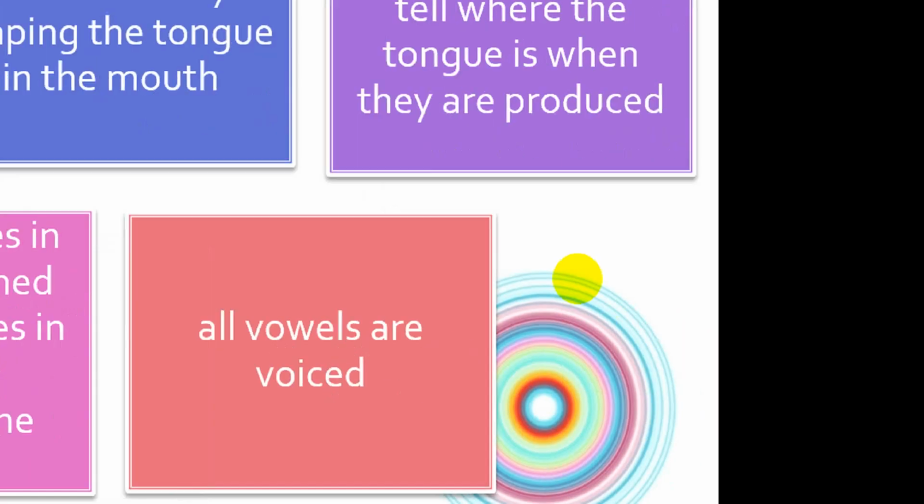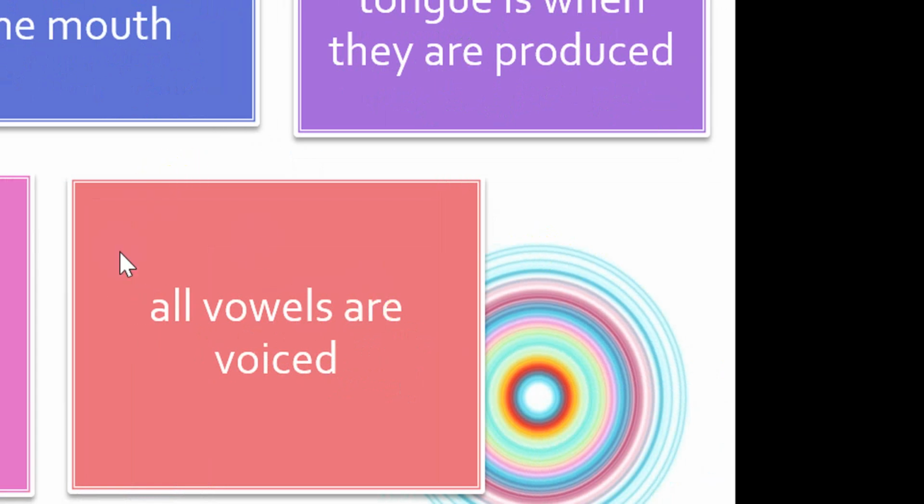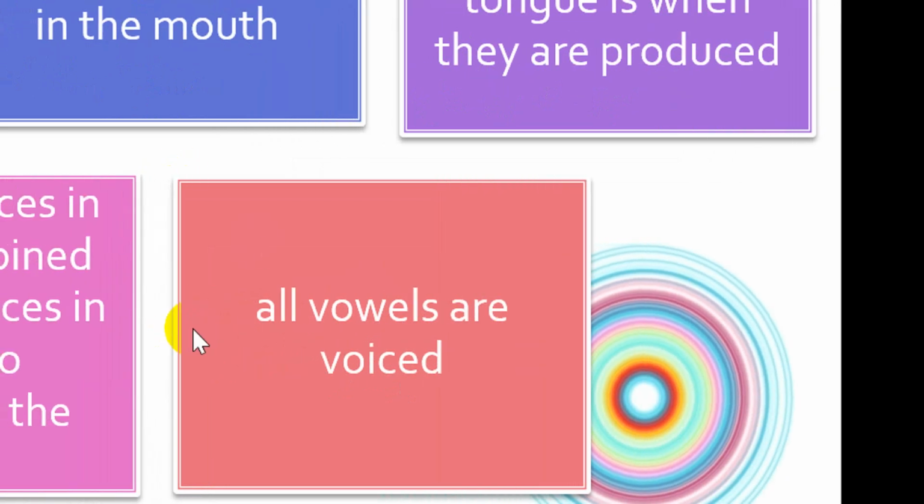Remember, all vowels are voiced. It means although there is no restriction or closure in the mouth, in the vocal cords, all vowels are produced with closed vocal cords.